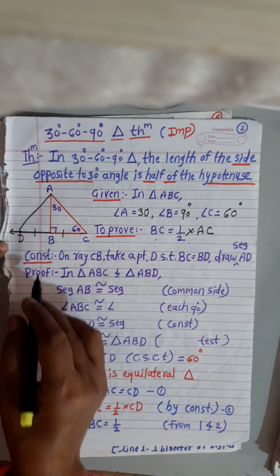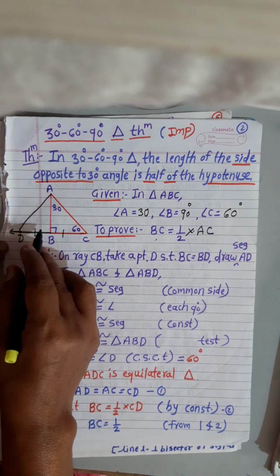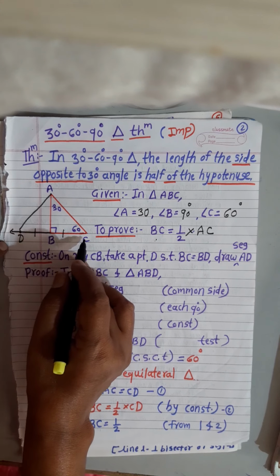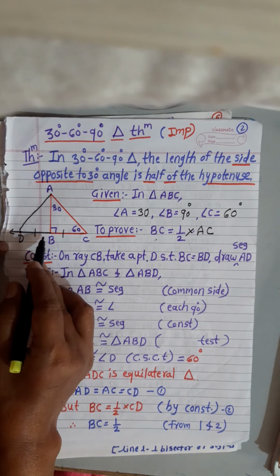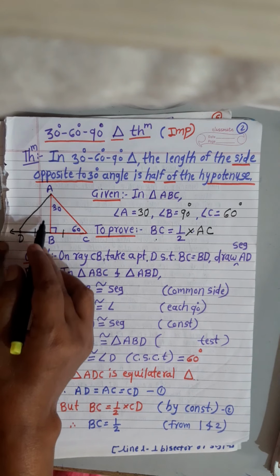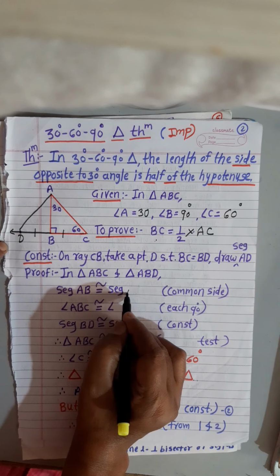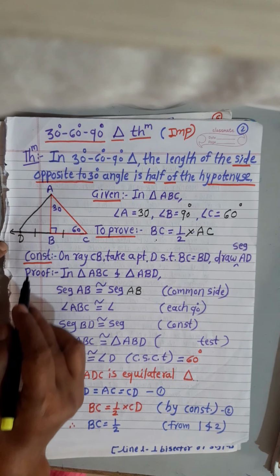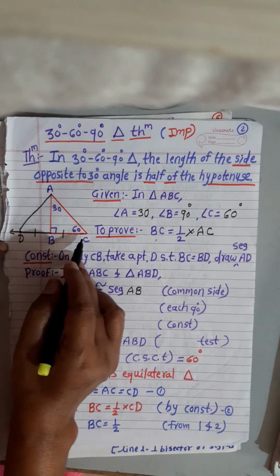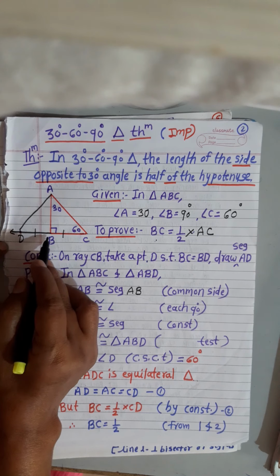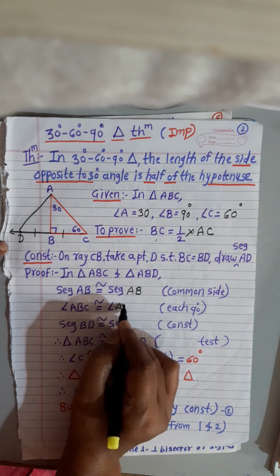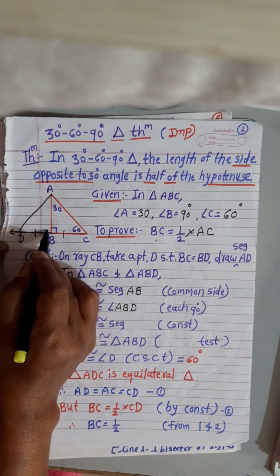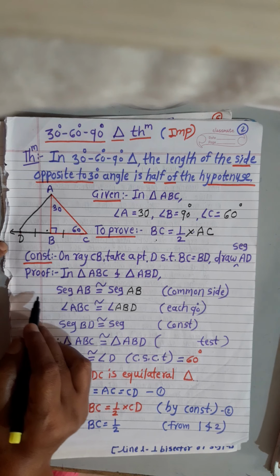Now here there are two triangles. We will prove these two triangles as congruent triangles. Therefore in triangle ABC and in triangle ABD, segment AB is congruent to segment AB. Why? It is a common side to both the triangles. Angle ABC is congruent to angle ABD. Why? It is each 90. This angle is 90, therefore this angle must be 90. They are angles in a linear pair.